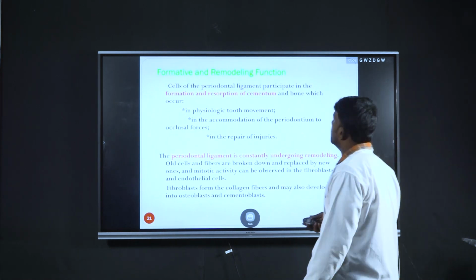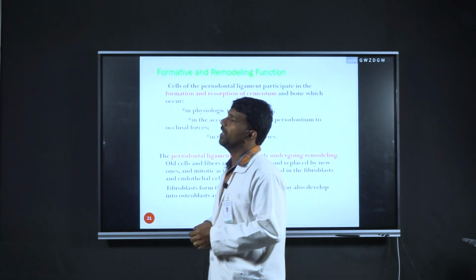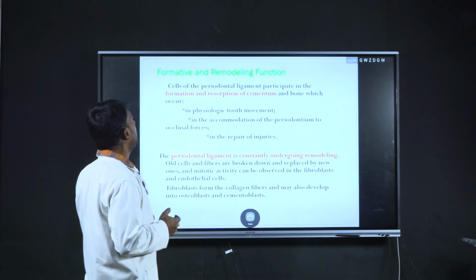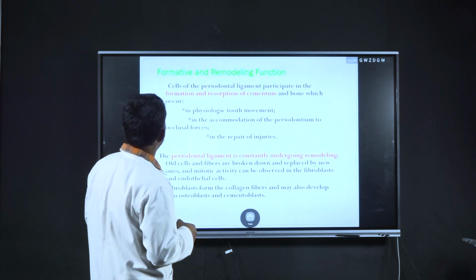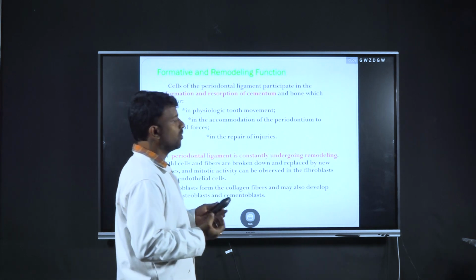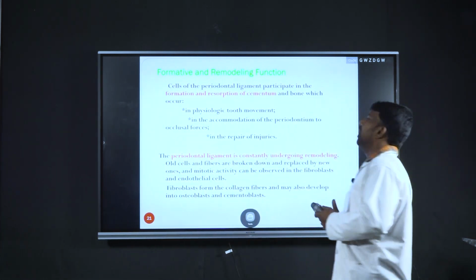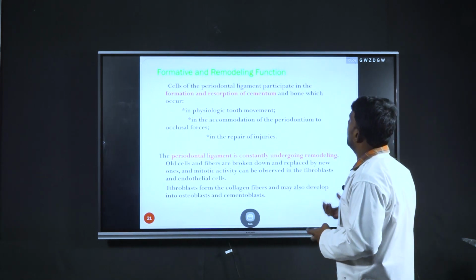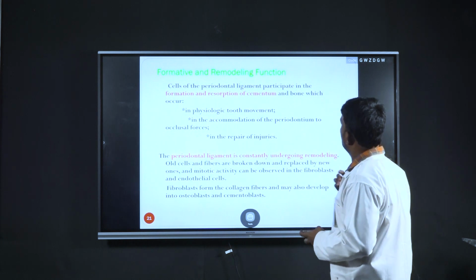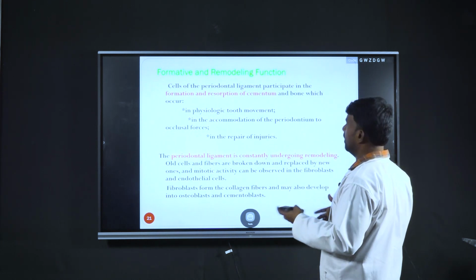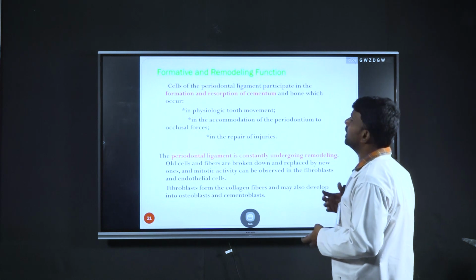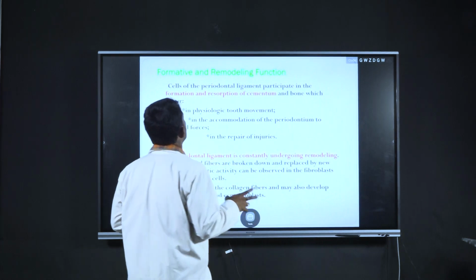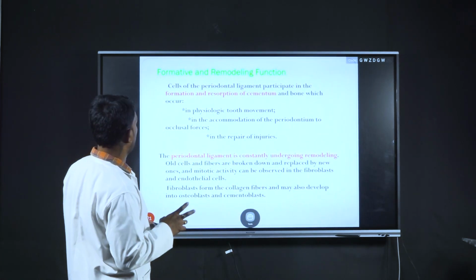So the other functions are formative and remodeling. Formative is by fibroblasts. The cells of the periodontal ligament participate in the formation and resorption of cementum and bone, which occur in physiological tooth movement, when the tooth is erupting. So the continuous process of tooth eruption, and in accommodation of the periodontium to occlusal forces, that is to counter the trauma from occlusion, and in repair of injuries. When there is injury to the investing structures, it performs a remodeling function to repair those injuries.